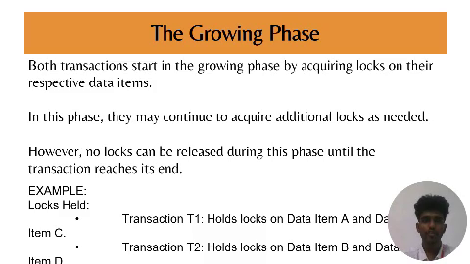The growing phase. Both transactions start in the growing phase by acquiring locks on their respective data items. In this phase, they may continue to acquire additional locks as needed. However, no locks can be released during this phase until the transaction reaches its end. Example: transaction T1 holds locks on data item A and data item C. Transaction T2 holds locks on data item B and data item D.